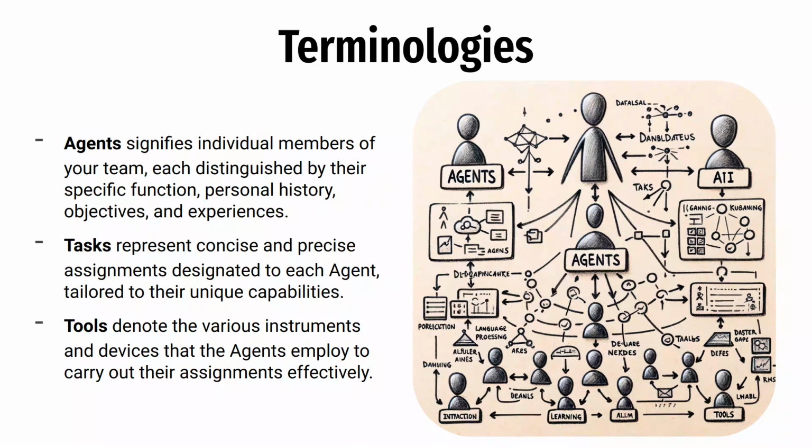Agents basically signify individual members of your team, each distinguished by their specific functions, their personal history, their objectives, and their experiences. So personal history, like each agent has its own chat history, has its own memory, and is able to manage itself, but can also collaborate with other agents. We have tasks, which represent concise and precise assignments designated to each agent. So each agent can be given a task to perform.